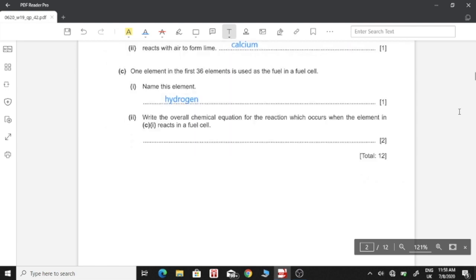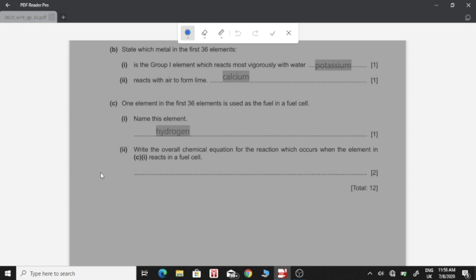Part 2. Write the overall chemical equation for the reaction which occurs when the element in C1 reacts in a fuel cell. Alright, so in a fuel cell, hydrogen burns and the only product is water. So this is quite a simple equation. So we have hydrogen which reacts with oxygen forming water as the only product.